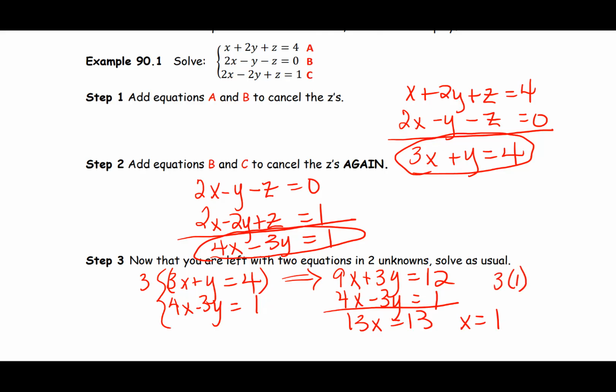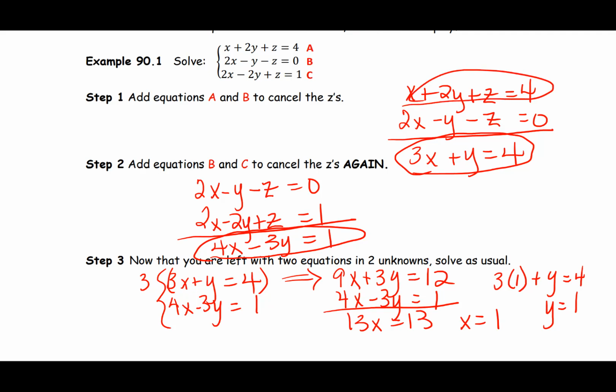So 3 times 1, 3x plus y equals 4. So y is equal to 1. So I would write my answer. Well, we have to find out what z is. I forgot about z. Right, let's go back and find z. So x is 1, y is 1. Let's see what z is.